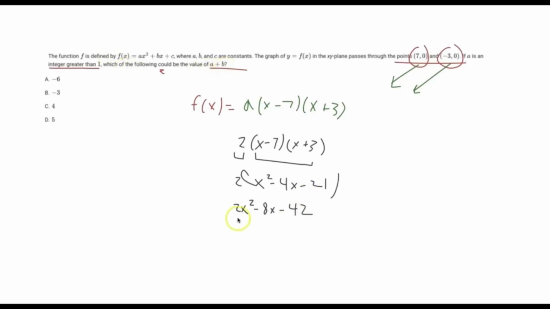Well, which ones are a value, which is right here, and our b value, right here. So our a value is positive 2, and our b value is negative 8. And if we add those together, positive 2 plus negative 8 is just 2 minus 8. That's going to give us the answer choice of A.